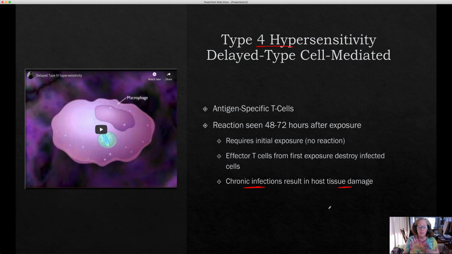One of the most common type 4 hypersensitivities, believe it or not, is poison ivy. Most people have a really strong reaction to poison ivy, and it's because they have a type 4 hypersensitivity to it.